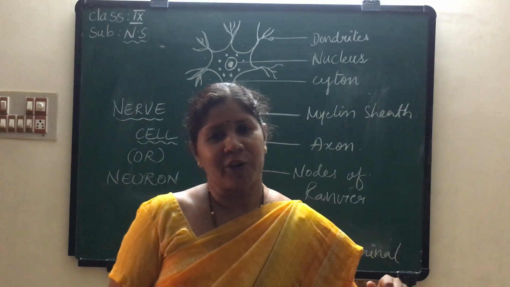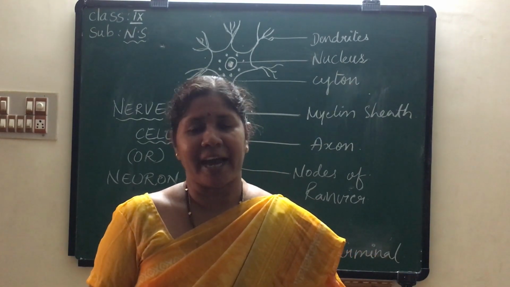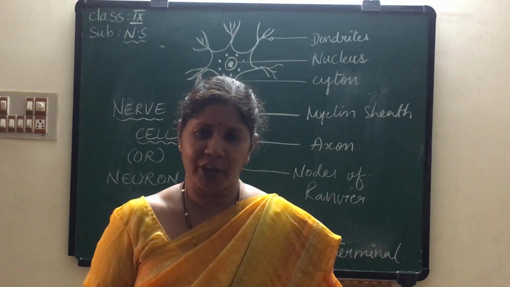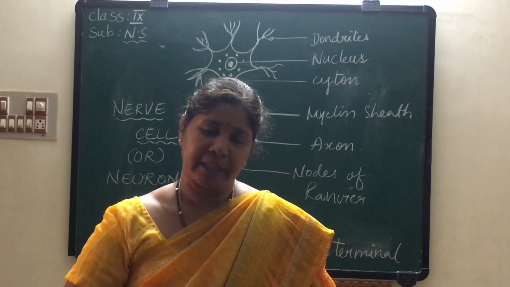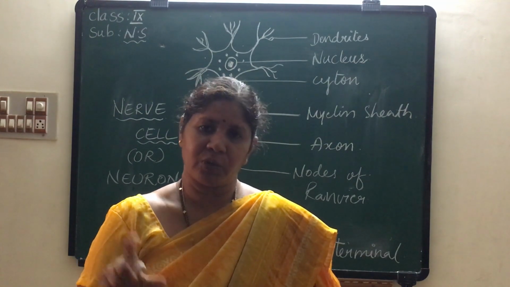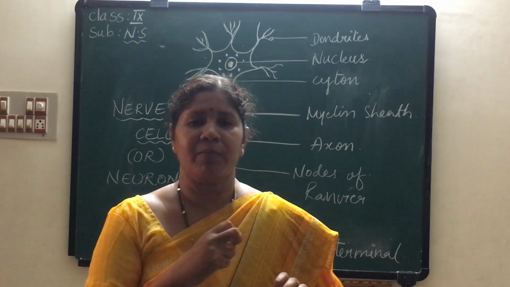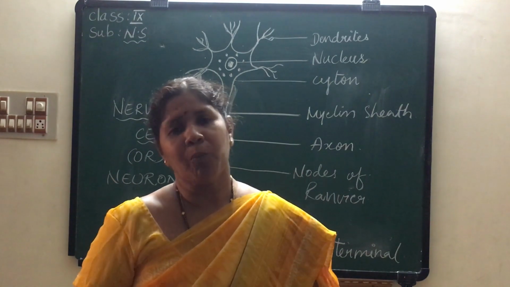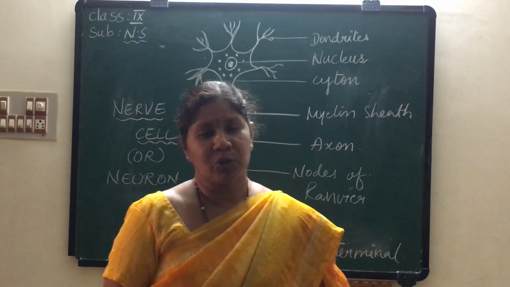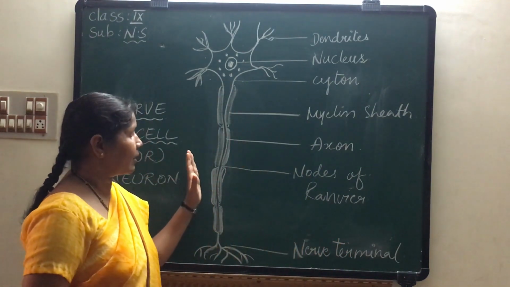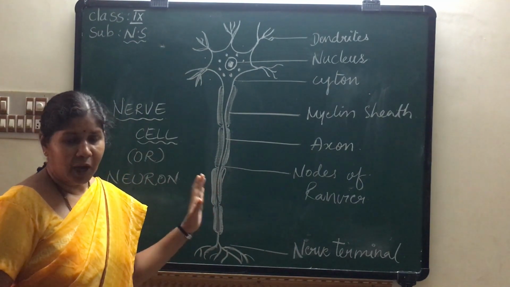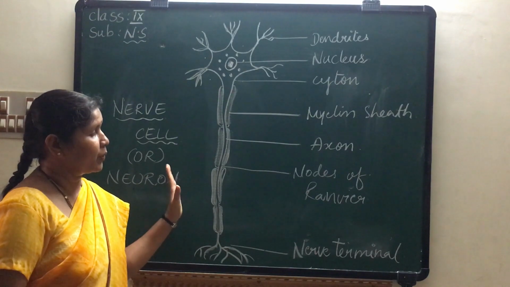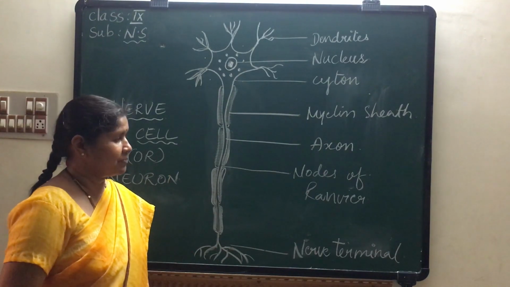So the spinal cord will act as a mediator, carrying the messages from the body organs to the brain. Again from the brain, it will carry the messages to the nerves, and through the nerves it is carried to your body organs. So in this manner they will carry the messages from one organ to another organ.